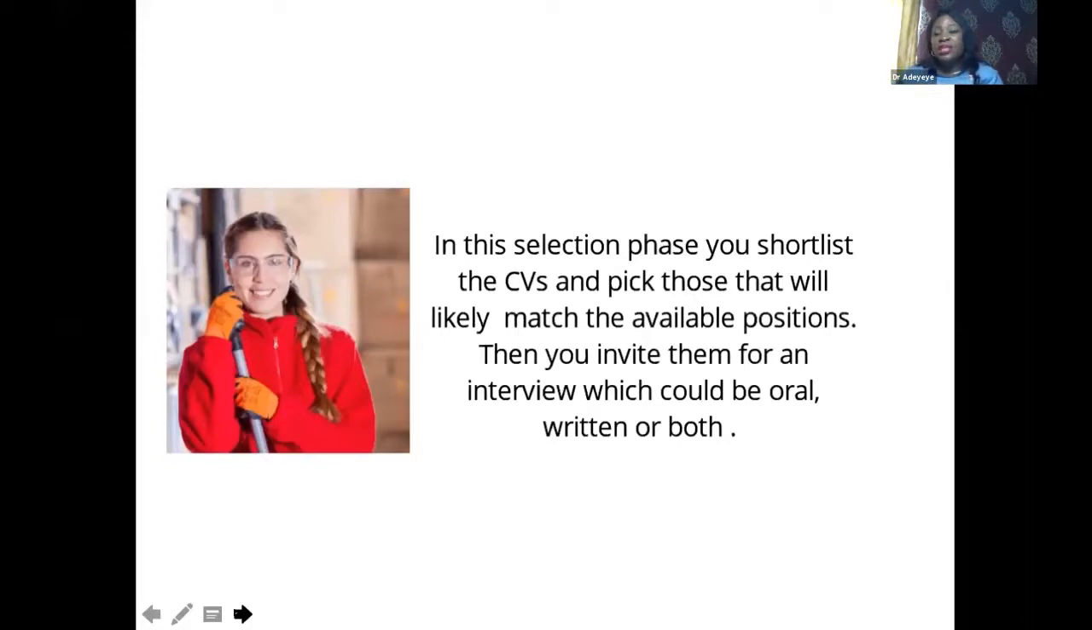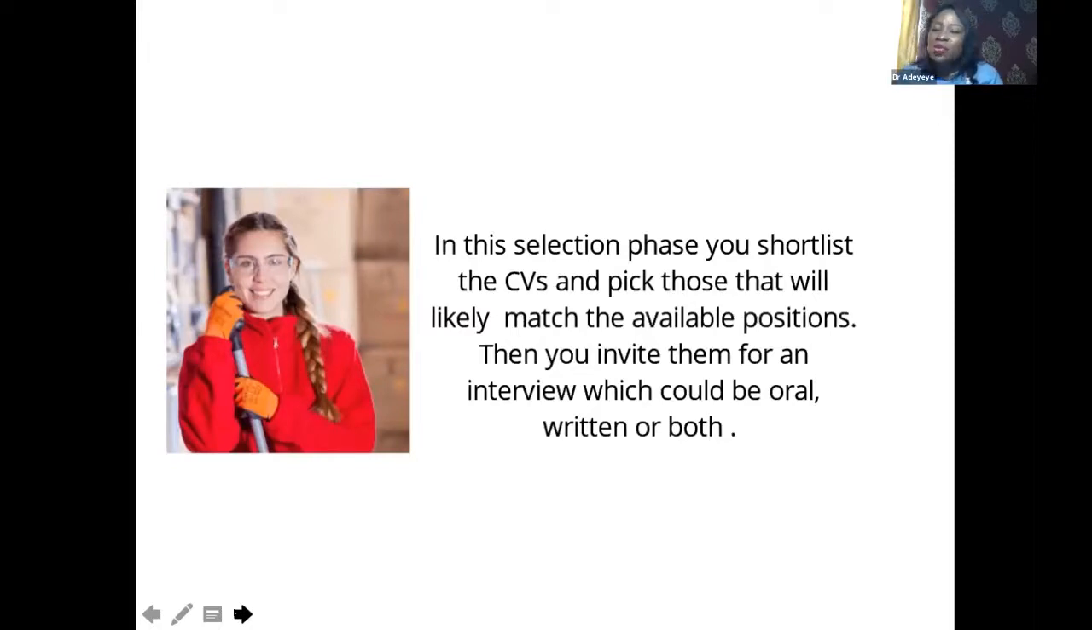For example, you have slots for just 5 people, and about 600 people applied, sent in their CVs. So in the selection phase, you go through the CVs and choose the ones that you think will likely match the available position. So that means you have scaled it down. You could scale down to maybe 10, but you know your final destination is 5.